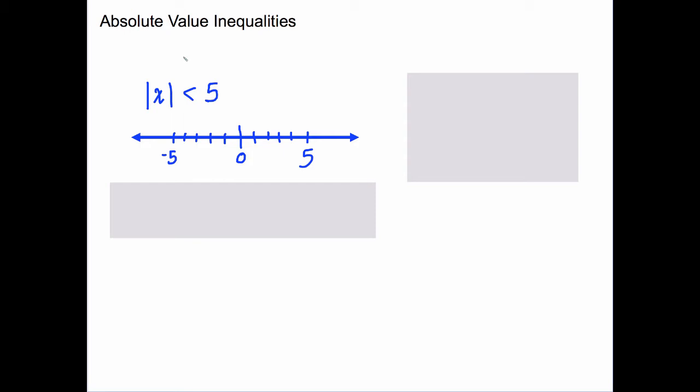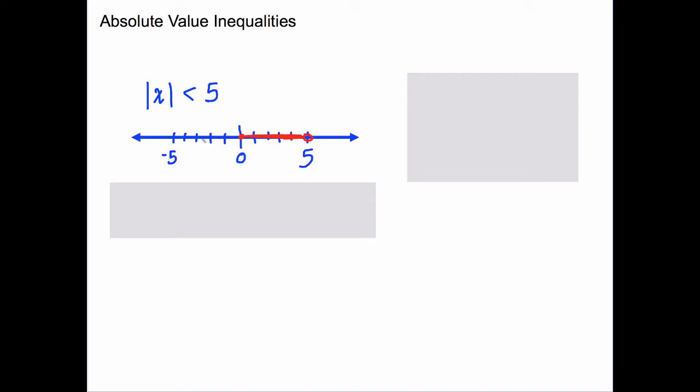And first we note that all of the positive numbers that are less than 5, like 1, 2, 3, 4, and 0 even, those are all going to be part of the solution. So anything right here and right up to 5, but not including 5, so we'll leave a hole there. All of these numbers have an absolute value that is less than 5.